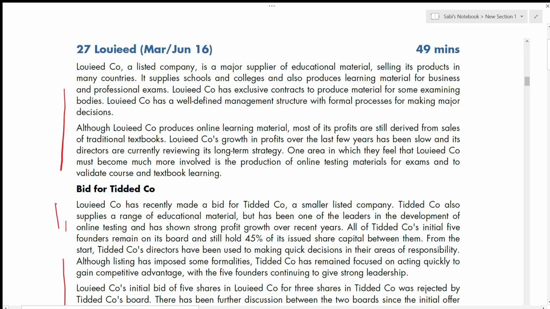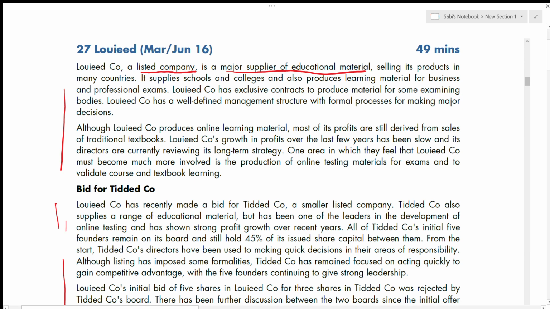Okay. So what is it? It is a major supplier of educational material. And also it's a listed company. It's very important that it's a listed company. You need to know whether it's unlisted or listed because it's going to have an impact on your EPS and your price earnings ratio. Second paragraph, right? In the first paragraph, they are basically talking about Louieed company's organizational structure, what they do, their activities and all. Now let's go to the second paragraph.